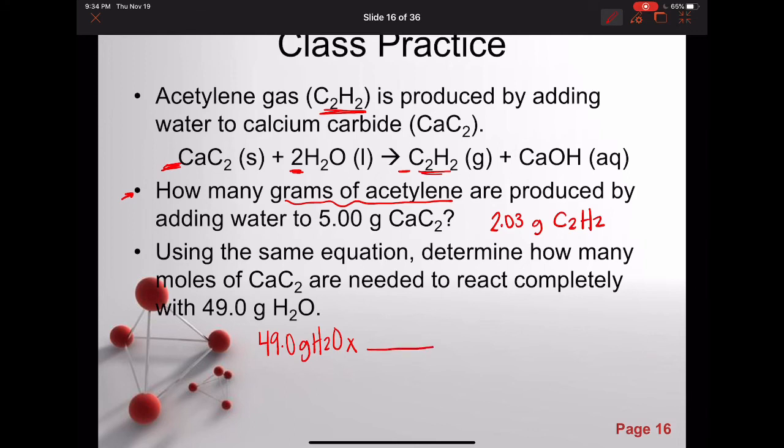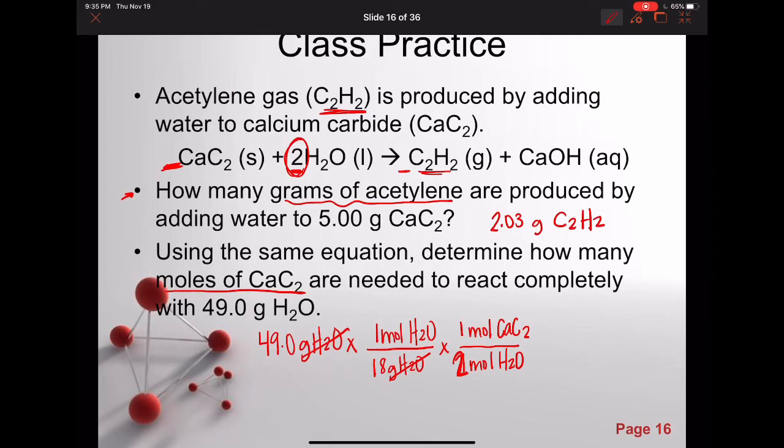Okay, we want to do our molar mass of water. So in 1 mole of water, there's 18 grams of water per 1 mole of water. Okay, that will allow us to cross that out. So we're going to put 1 mole of water on the bottom. Actually, we're going to put 2 moles of water on the bottom because the mole ratio with water is a 2. Okay, and we are trying to get to moles of CaC2. So our coefficient for CaC2 is 1. So 1 mole of CaC2.